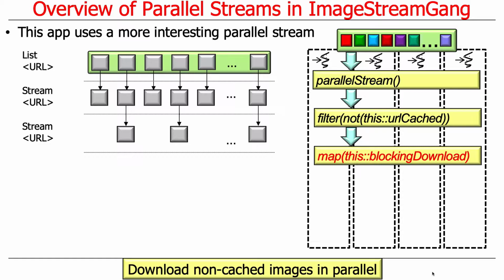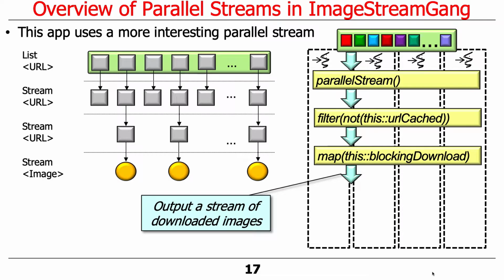The parallel streams model is inherently synchronous. So you can block. And you can block because you've got separate threads, which of course are using your fork join pool to run in parallel. And so we can do blocking downloads. So it's a blocking download. We then end up with a stream of downloaded images.